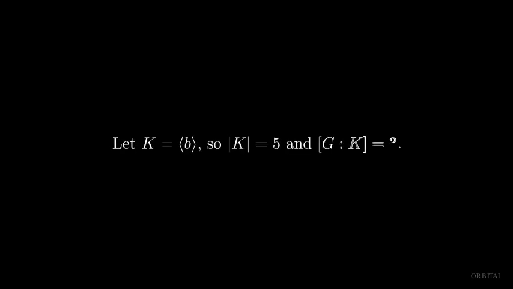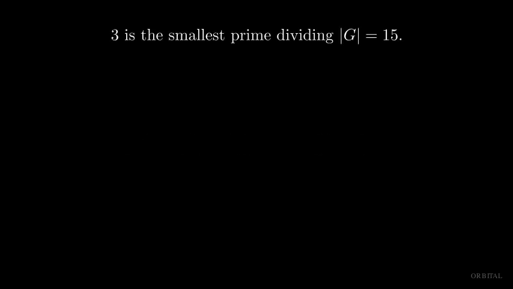So let's try to use this. The smallest prime dividing 15 is 3, but the index of H is 5. 5 is not 3, so our first attempt hits a wall. The theorem doesn't apply to H, but don't give up. Instead, let K be the cyclic subgroup generated by B. Then K has order 5, and the index of K in G is 3. And 3 is the smallest prime dividing 15. Therefore, K is a normal subgroup of G.